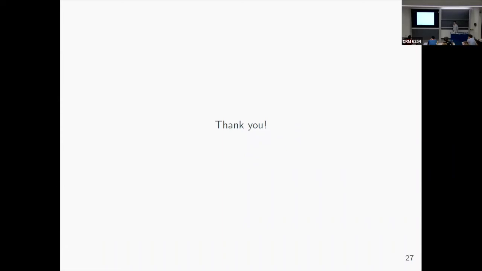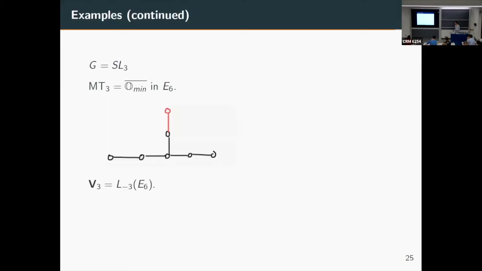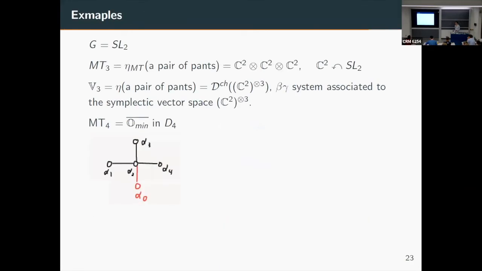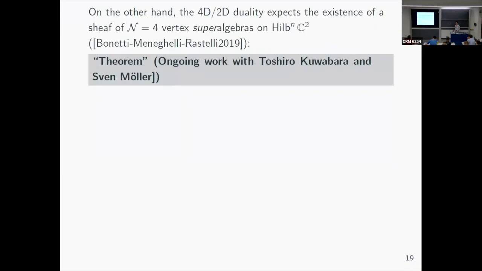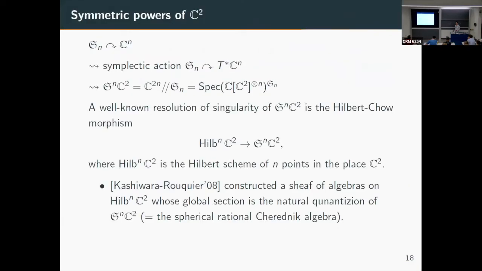Question. So you said that the functor V from 4D to 2D is not essentially surjective, but it should go inside the quasi-lisse vertex algebras. Do you expect that if you restrict the codomain to these quasi-lisse vertex algebras, maybe with some more conditions, you can get surjectivity?